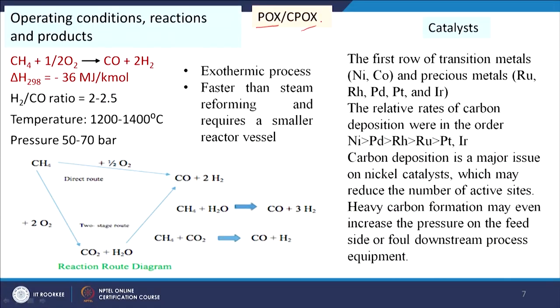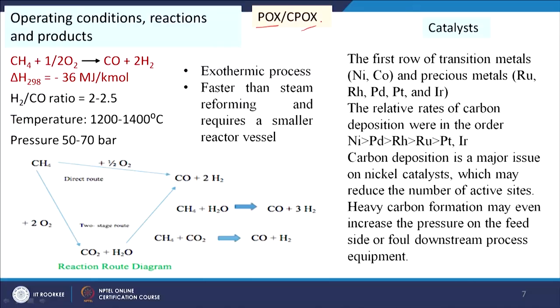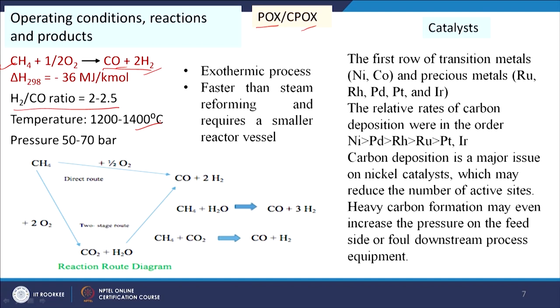Next we are coming to partial oxidation, that is POX, and catalytic partial oxidation, CPOX. This method is also used largely, and here, as you see, partial oxidation means we will be providing a smaller amount of oxygen. So, CH4 will be converted to CO plus 2H2, which is required in syngas. Here we can get an H2 to CO ratio of 2 to 2.5, and the temperature is higher, 1200 to 1400 degrees centigrade, and the pressure is 50 to 70 bar.